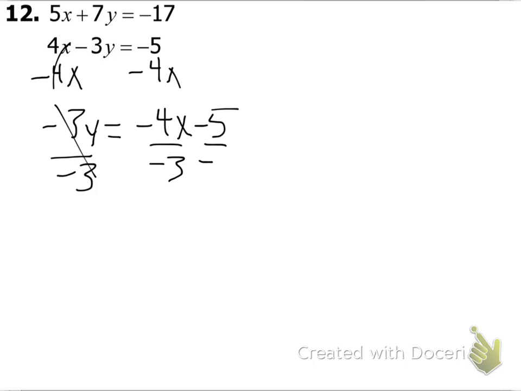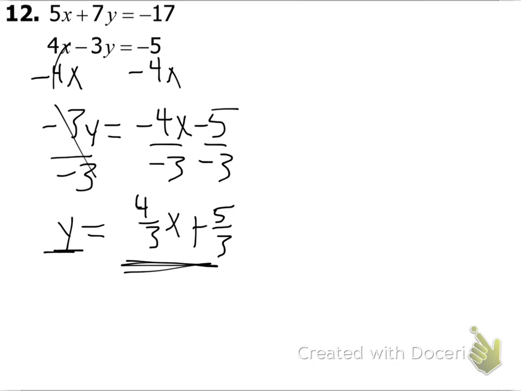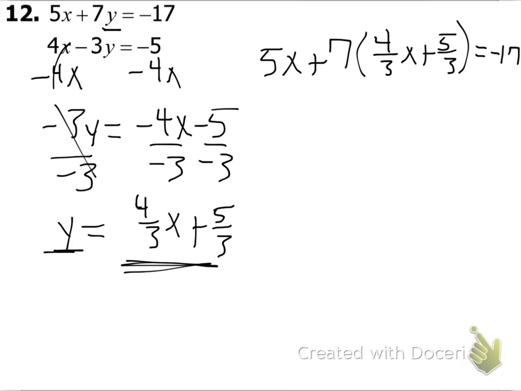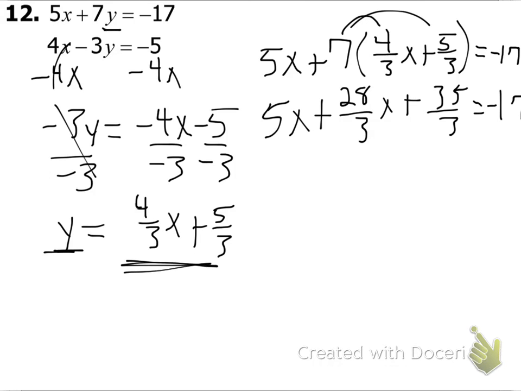Divide both sides by negative 3. Y equals negative 4/3 x. Actually, it's a positive 4/3 x. Getting ahead of myself. Plus 5/3. I can replace y with 4/3 x plus 5/3. So we've got 5x plus 7 times (4/3 x plus 5/3) equals negative 17. I'm going to distribute here. 5x plus 28 over 3 x plus 35 over 3 equals negative 17.